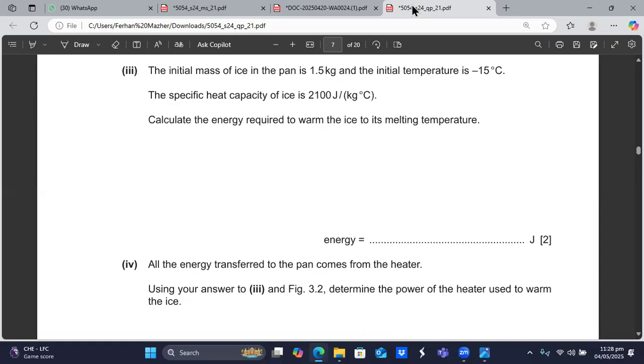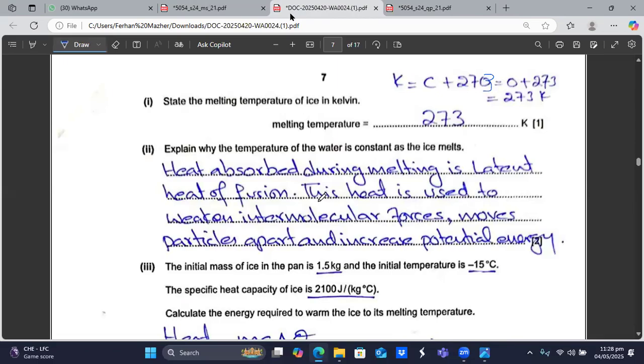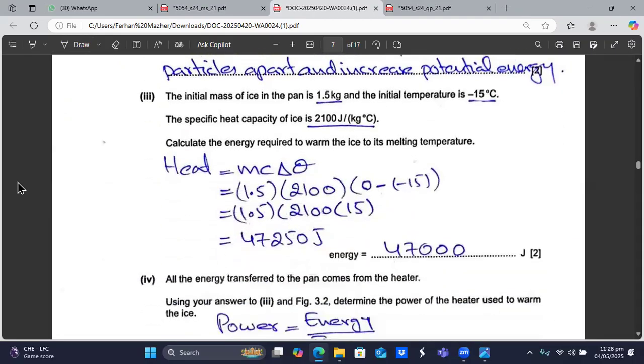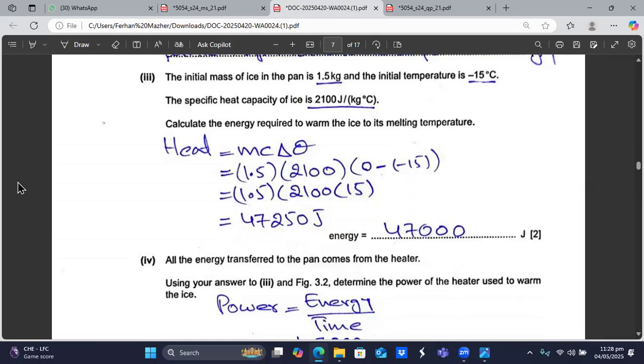So we know that when the temperature is changing, we can calculate the heat with a very simple formula. Heat is equal to mc delta theta, where m means the mass, c means the specific heat capacity of the ice, and delta theta means the change in the temperature. So the mass is 1.5 kg, c is 2100 joules per kg per degree centigrade, and the change in the temperature is 0 minus (-15), so that's 15. So 1.5 multiplied by 2100 multiplied by 15.